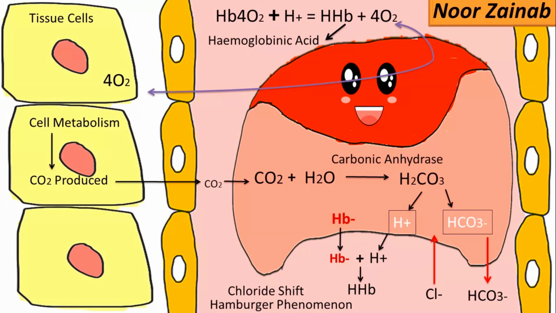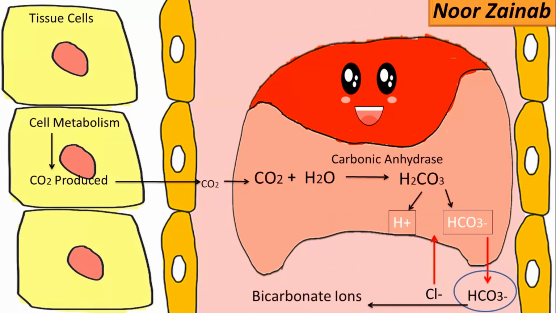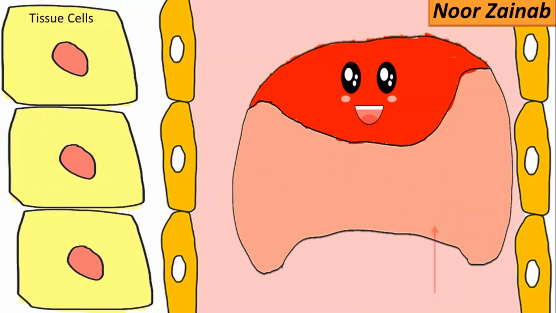The hydrogen ions react with hemoglobin to form hemoglobinic acid, whereas the bicarbonate ions quickly go out of the red blood cell. In order to compensate for this, the chloride ions will enter the red blood cell, and this phenomenon is known as chloride shift or Hamburger phenomenon. So this HCO3 minus ion which you are seeing is the bicarbonate ion, and this is how 70% of the carbon dioxide is transported in our blood.